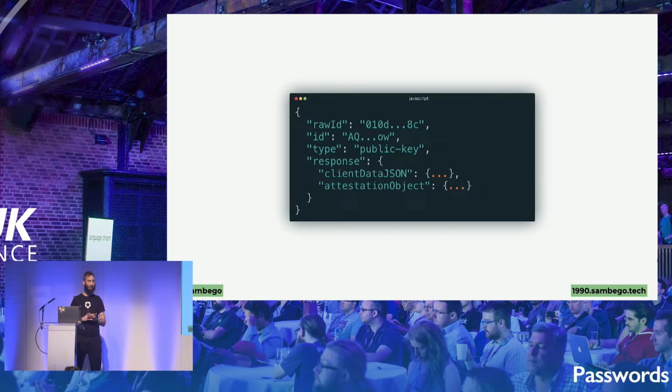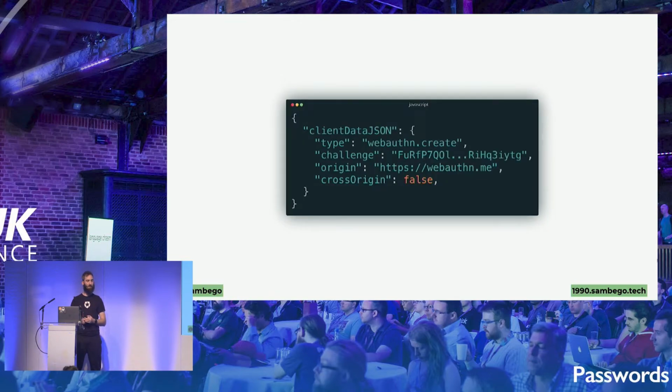It tells you which type, a public key, and it gives you a bit more information about the client data JSON and an attestation object. Those will not be in plain text. You'll have to decode those. But if you do so, the client data JSON tells you a bit more.